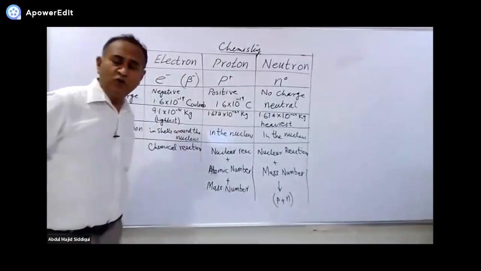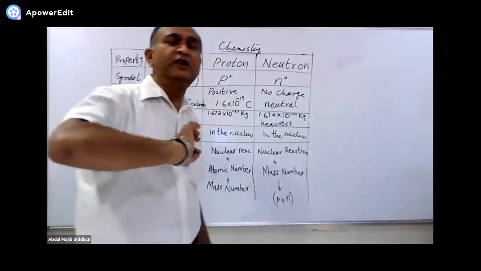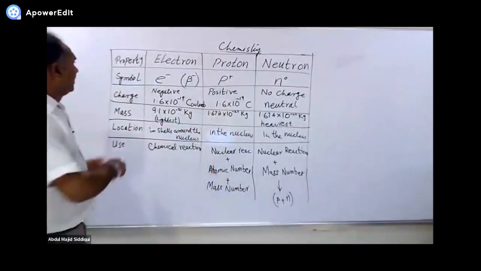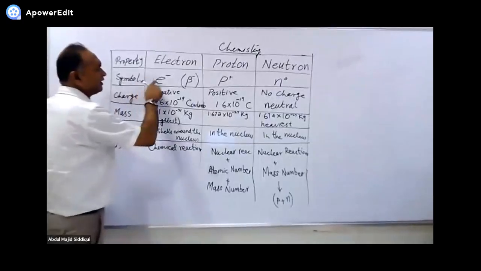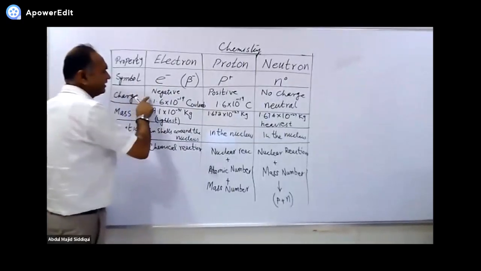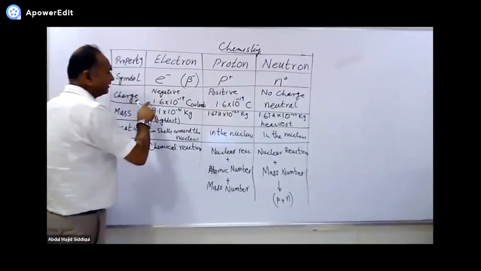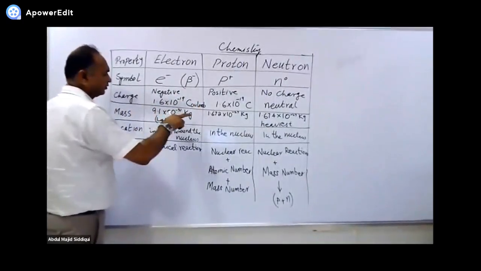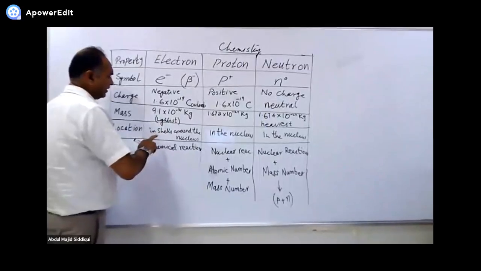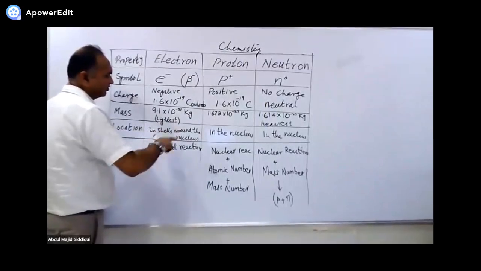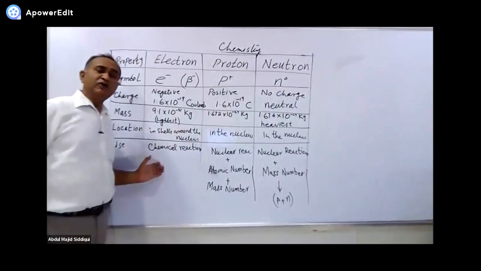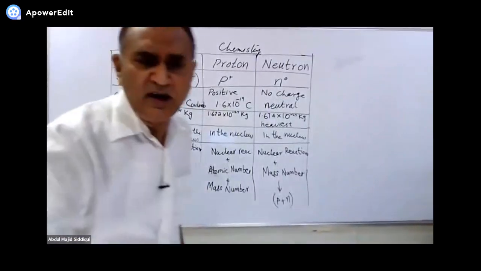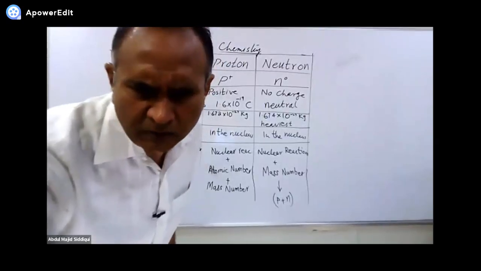Now when you write notes, for example, you are going to write something about electrons. So how will you do it? You will start like this. The symbol of electron is this. It is negatively charged. Its value is this. Its mass is this one. It is present in shells around the nucleus. It plays a vital role in chemical reactions. That's all. This is all about this. Okay?